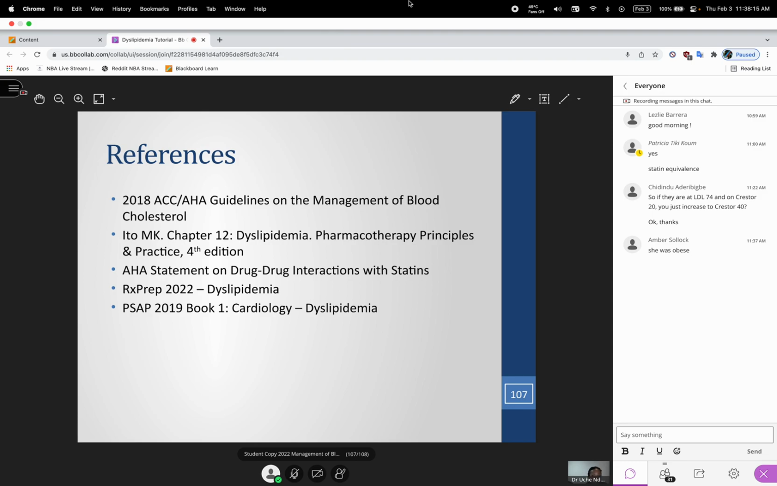With her, I probably would have gone with a high intensity. I probably would have done a rosuvastatin 20 or an atorvastatin 40, and I would have been comfortable with that. But if you chose to be a little bit more conservative, that would have been okay. With her, the most important thing would have been to make sure that she is definitely getting a statin, period. But she has multiple risk factors. So if you chose to give her a high intensity, you would not be wrong.